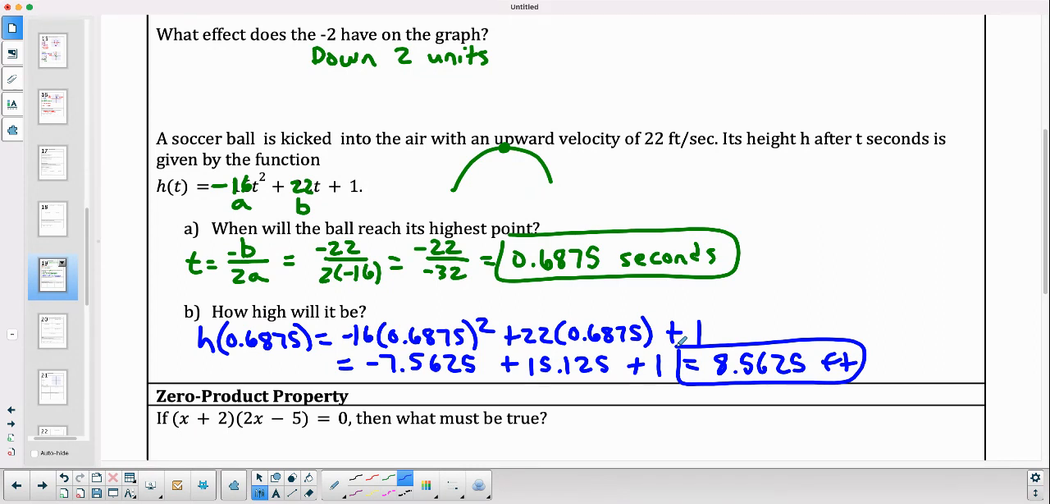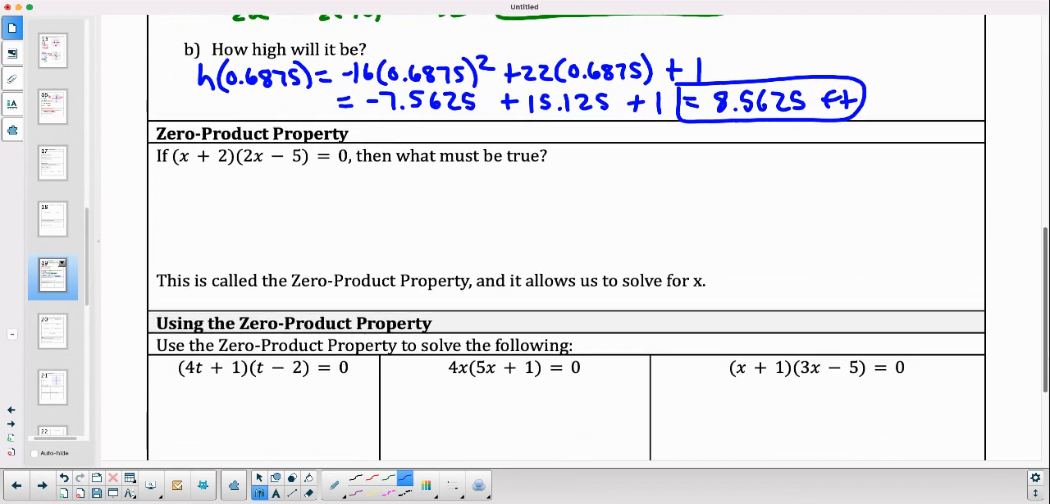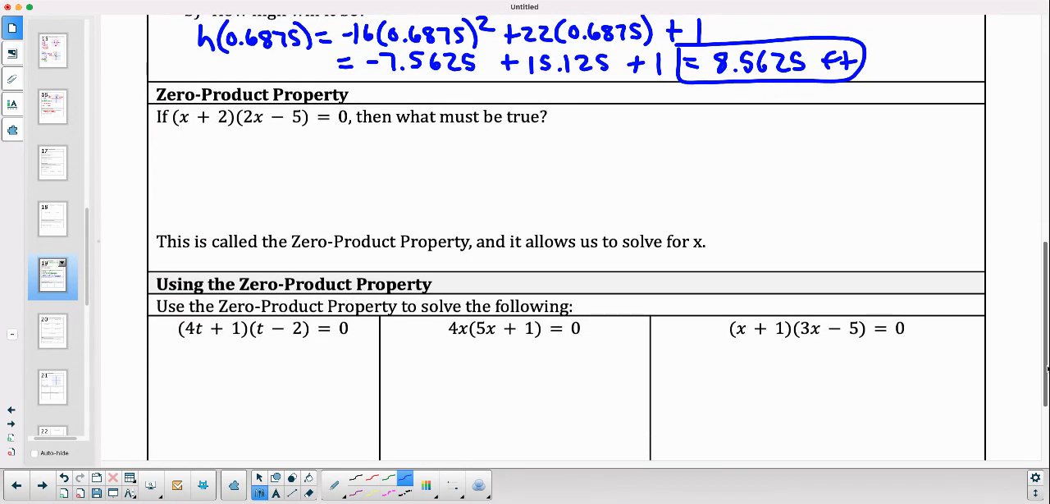Moving on, what we're looking for today is how to solve by factoring. The zero product property is going to be an important idea. If we have A times B equals 0, the only way that's true is if A equals 0 or B equals 0. If two things are multiplying to 0, that means one of them has to be 0.